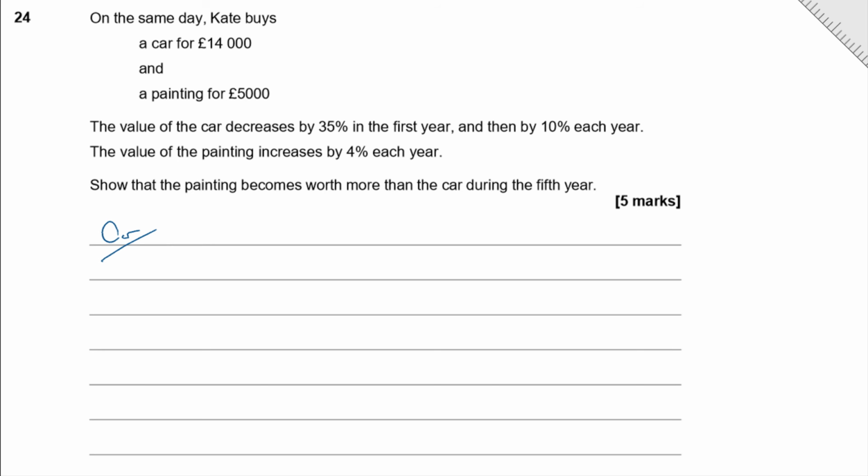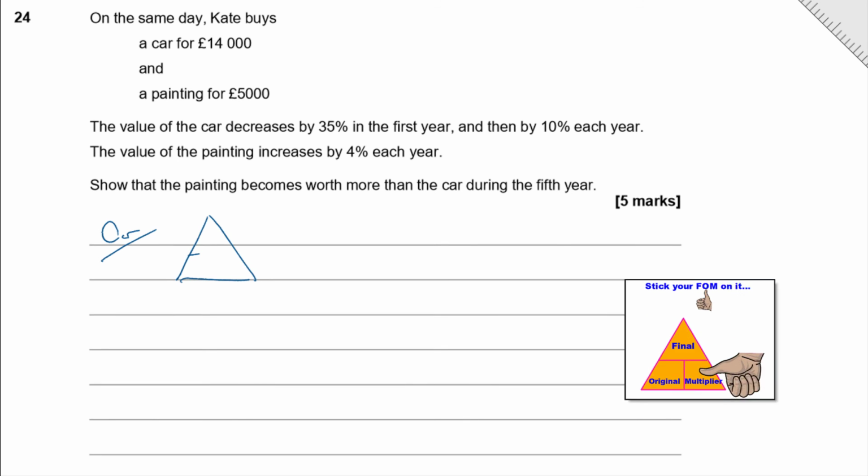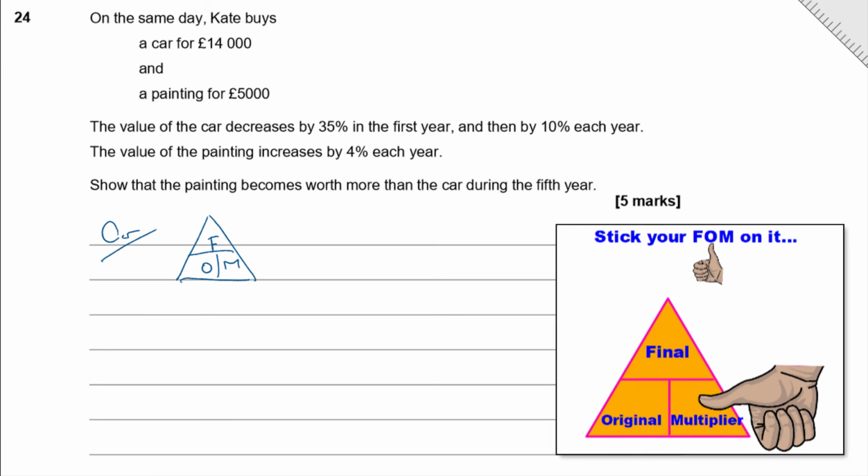in year 4, so I'm going to use this triangle FOM. Stick your FOM on it, final original multiplier, to help me work this out. So my final amount is what I want to find, isn't it? The original amount is 14,000, and the multiplier, well, it's going to be a 35% decrease in the first year, so multiplier 1 is going to be 100% minus 35%, which is 65%, which is 0.65. So that's my first multiplier. So that's for year 1.